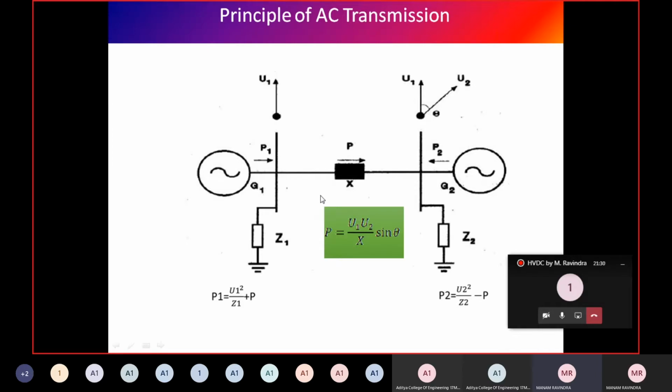Not only reactance, we have other parameters also. We have the resistance of the transmission line, as well as conductance G. We know that resistance R is directly proportional to rho L by A.